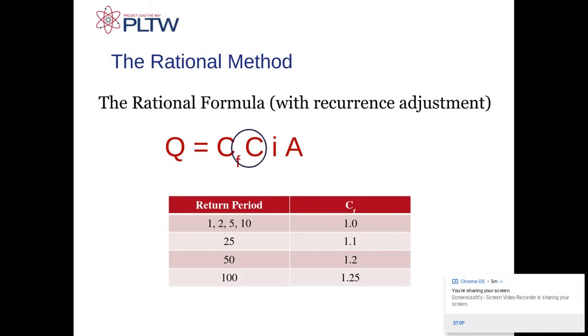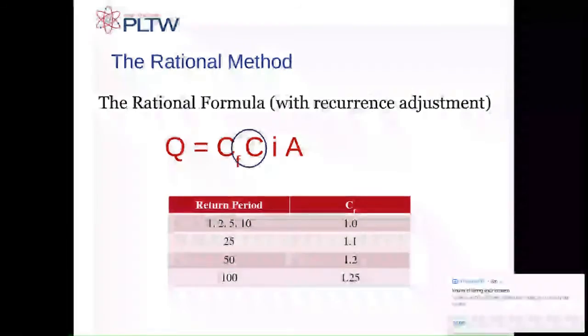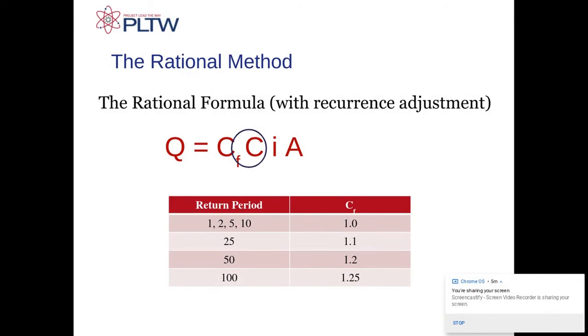So this C sub F, that circle's a little off, it's all about the return period. If we're designing for a 1, 2, 5, or 10 year storm, it's just a coefficient of 1. But if you're designing for a 100-year storm, it's a 1.25. So you're increasing the amount of runoff because a 100-year storm shows up less frequently since it's more intense. You don't have the super intense storms every year. So you're designing for that one intense storm that shows up once every 100 years, and you can go higher than 100 if you really want to.